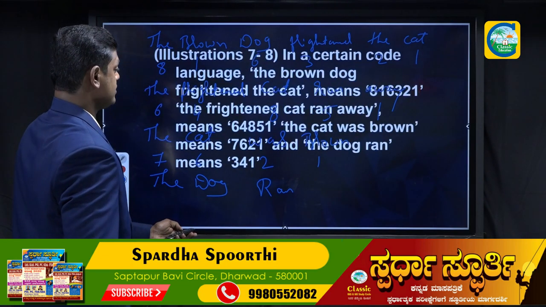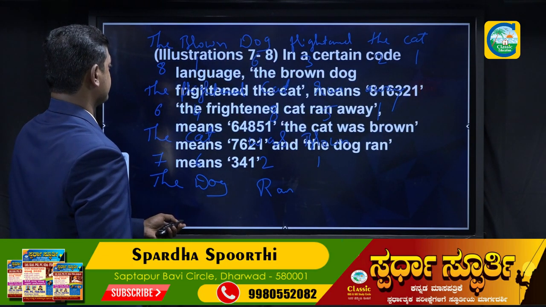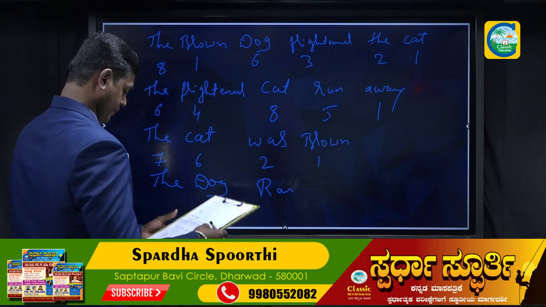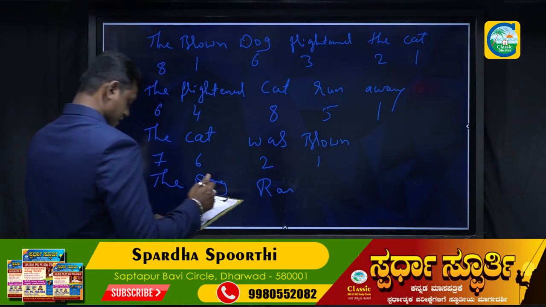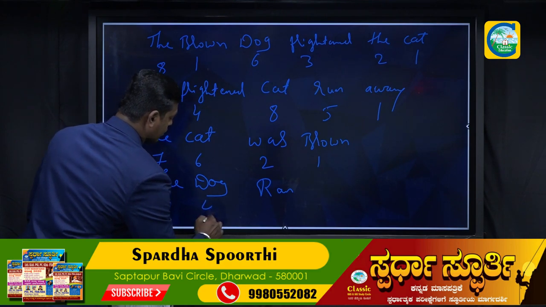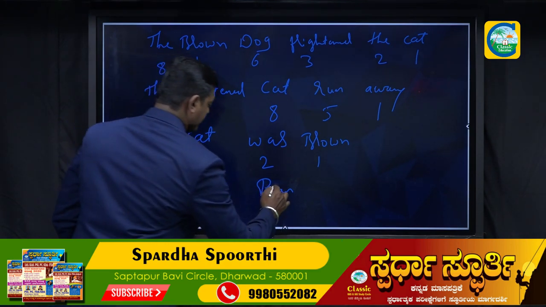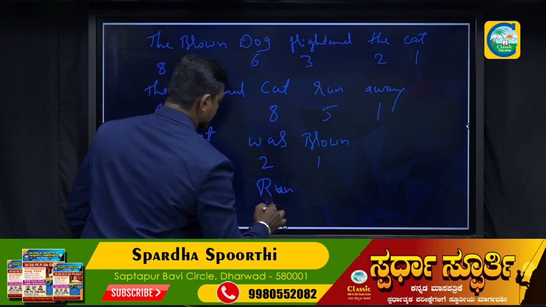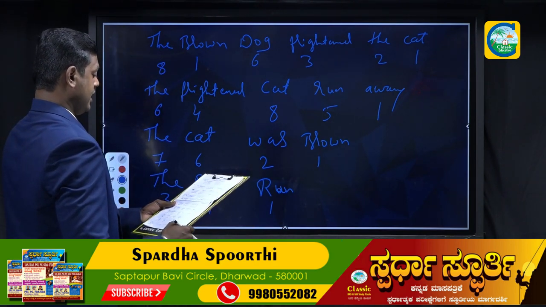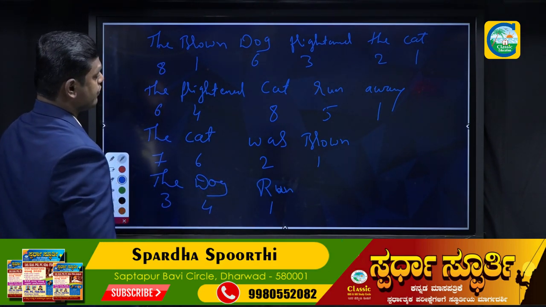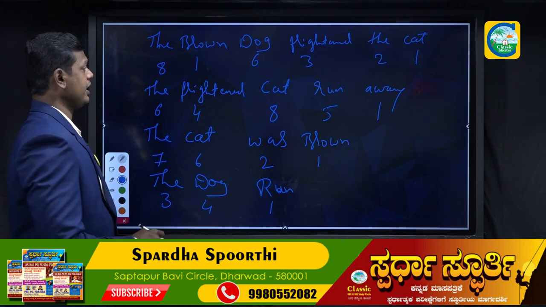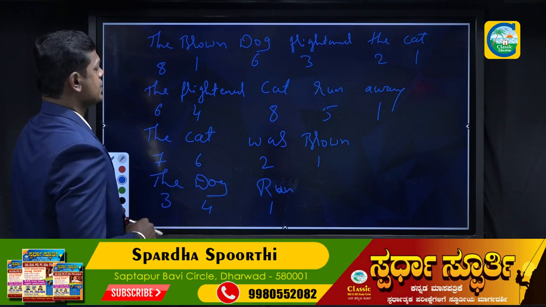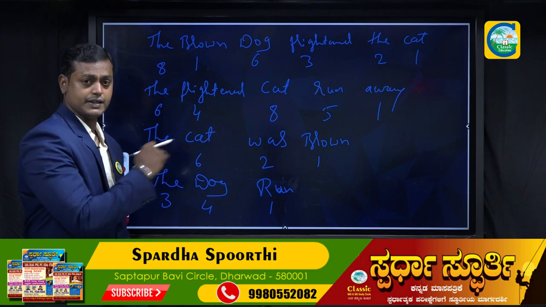Yes, one second, friends. Okay. The dog ran, that is 3, 4, 1. Okay. Here it is. Now we are finding the codes of all the given words and particularly for which word, which code is suitable. Okay, same method we're doing the scratch outs here.